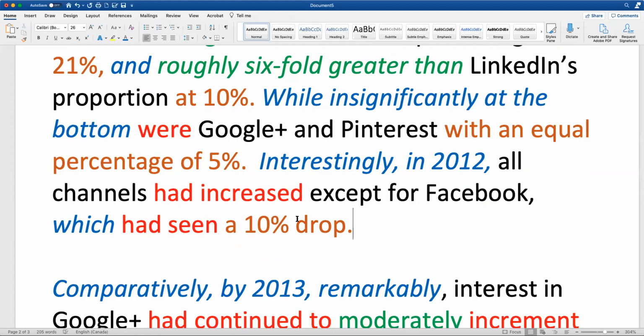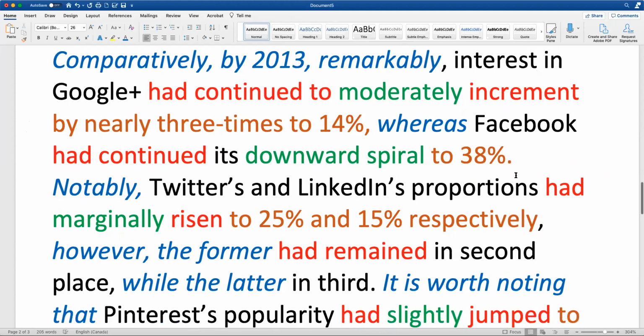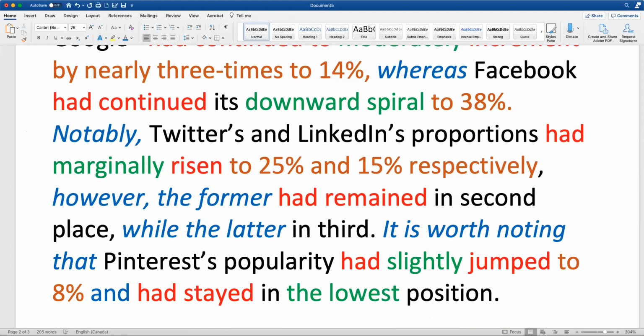Okay, so now we're going to get to the last year where we're going to focus on the changes here. Okay, Fahima? Comparatively, by 2013, remarkably interesting, Google had continued to moderately increment by nearly 3 times to 12%, whereas Facebook had continued its downward spiral to 38%. Okay, all right. Then we said something about Twitter and LinkedIn. Go ahead, Mabel. Notably, Twitter's and LinkedIn's proportion had marginally risen to 25% and 15% respectively. However, the former had remained in the second place, while the latter in the third.